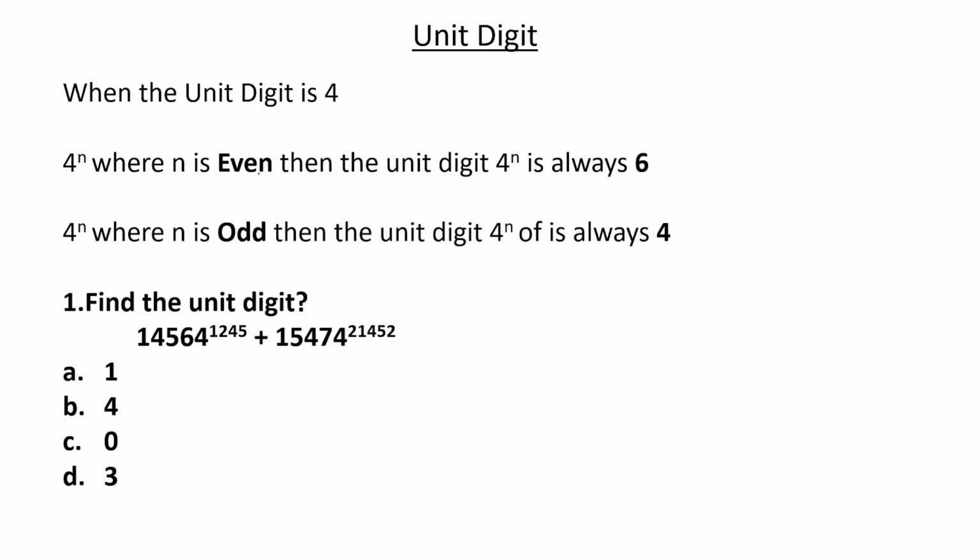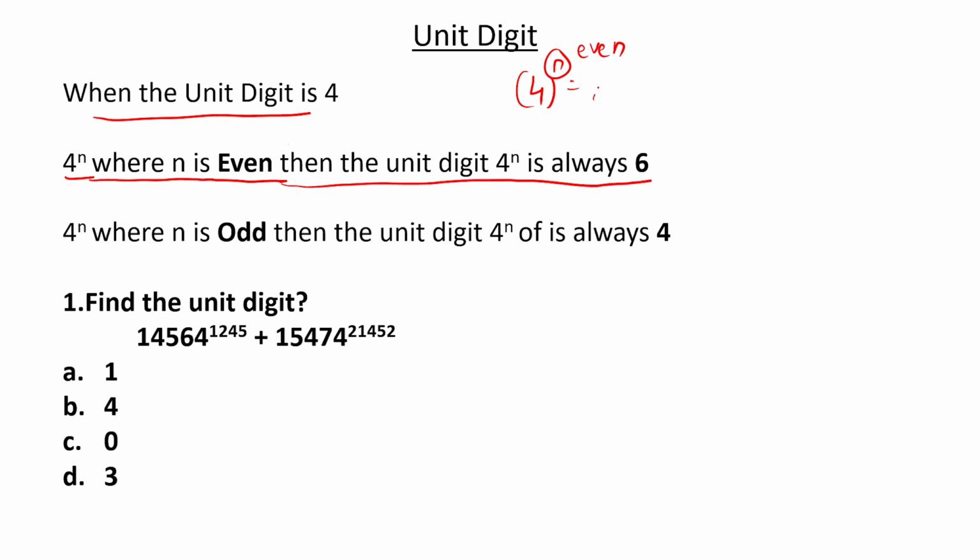Okay. It is an important topic that you need to know. Let's read it, then we'll try to understand it. When the unit digit is 4. Whenever the units place in a sum is 4, that means 4 power n, 4 power of natural numbers, where n is an even number. You understand, right? N is an even number. 4 power 2, 4, 6, 8, something like that. If n is even, then the unit digit of 4 power n will always be 6.